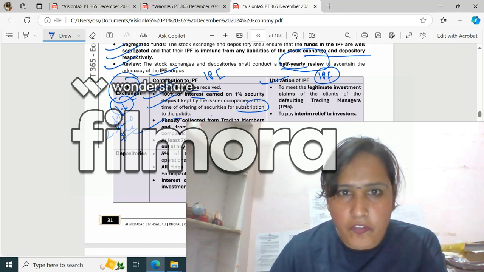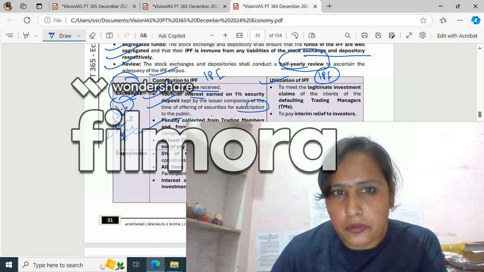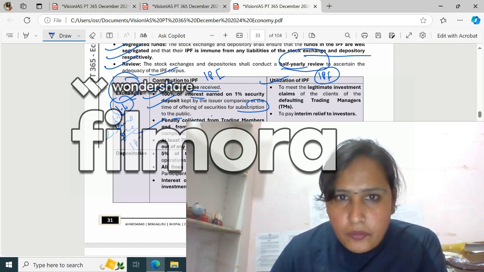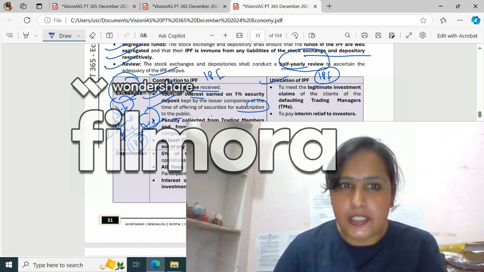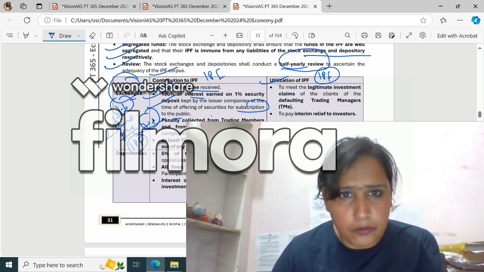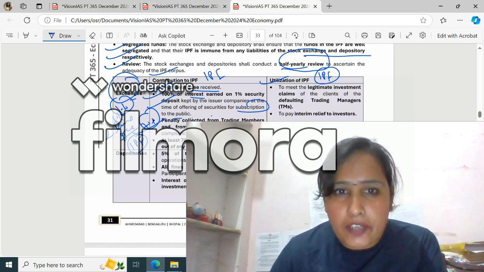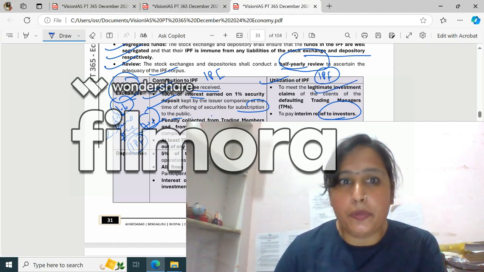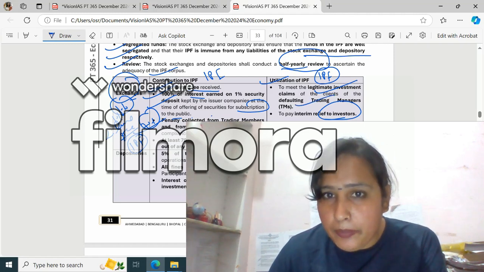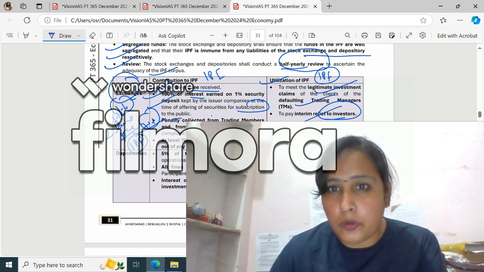At least 70% of the interest or income received out of any investment made by the IPF. So here at least 70% should be invested in the IPF, like the investor protection fund, to meet legitimate investment claims, with no defaulting and no insider trading, and to pay interim relief to the investor. That's why this investor protection fund has been launched, so that legitimate investment is there, no insider trading, and there is interim relief to the investors.